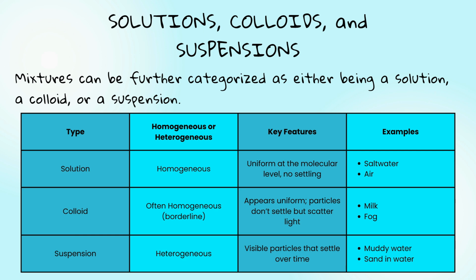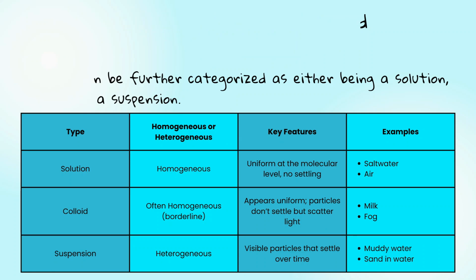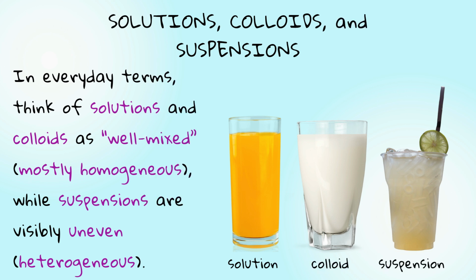A suspension is a heterogeneous mixture. Its particles are visible and they settle over time. Examples of suspensions include muddy water and sand in the water. In everyday terms, think of solutions and colloids as well mixed, mostly homogeneous, while suspensions are visibly uneven, so they will be heterogeneous.